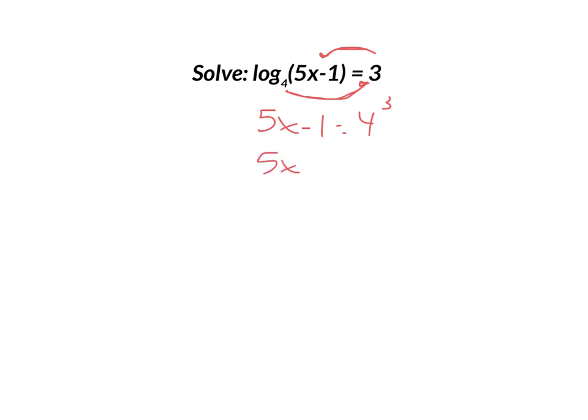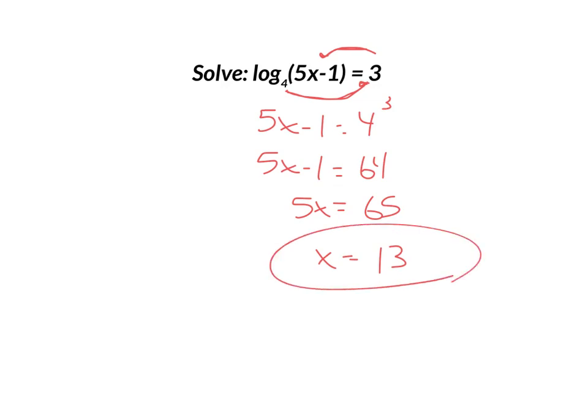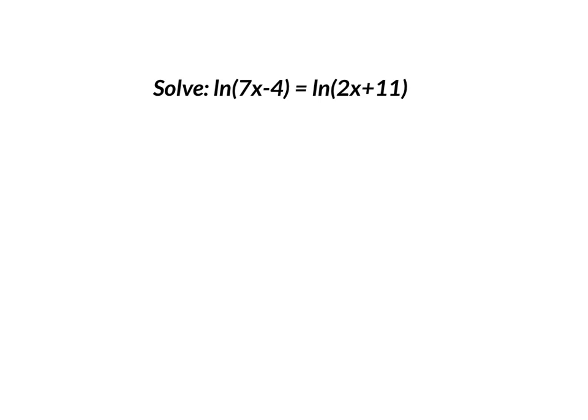Now, 4 cubed is 64. Everybody knows that. Move the 1 over. That's 65. Divide by 5, and you get 13. And again, plug it in, make sure it doesn't make the log negative. It does not. So there you go. So if there's one log, you've got to work out the log. If there's two logs with the same base, you just say what comes after them is equal to each other.